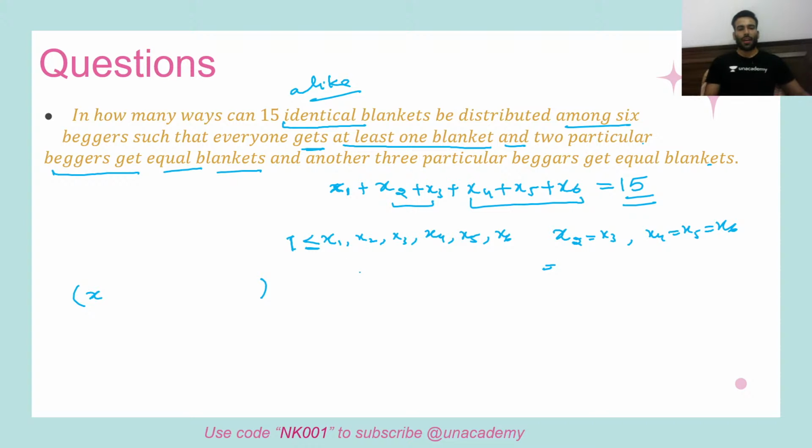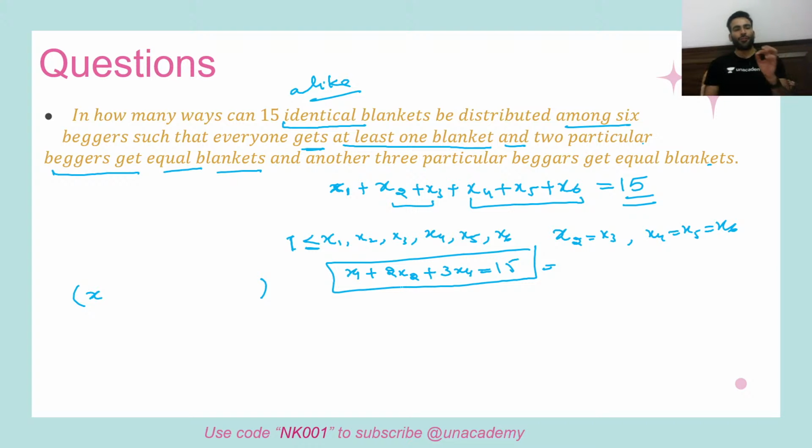So now what will be our new equation? Our new equation will be x1 plus twice of x2 plus thrice of x4 is equal to 15. Now this is what they have said, right guys? So now it is a non-uniform equation. Now we have spoken about this non-uniform equation, right guys? So how to play with this equation now? Very simple. So how will I write the expansion now?